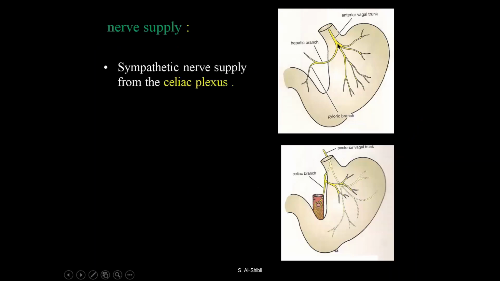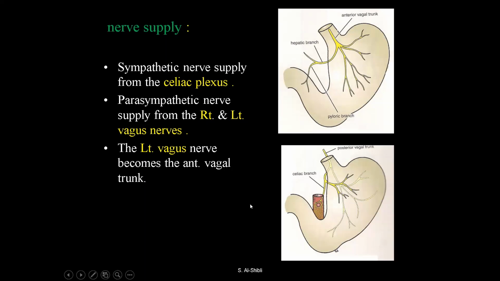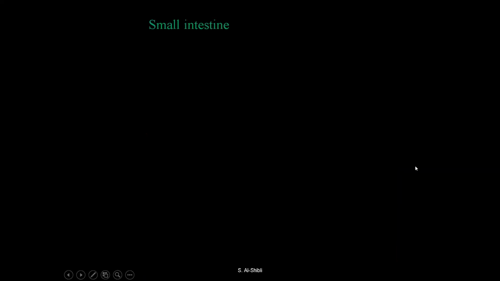Nerve supply: sympathetic through the celiac plexus and parasympathetic through the right and left vagus nerve. Actually, the left vagus becomes the anterior vagal trunk. When the vagus nerve pierces the abdomen, it changes its name from vagus nerve to vagal trunk. Because of the rotation of the abdomen in the embryo, the left vagus becomes the anterior vagal trunk, and the right vagus becomes the posterior vagal trunk. Okay.